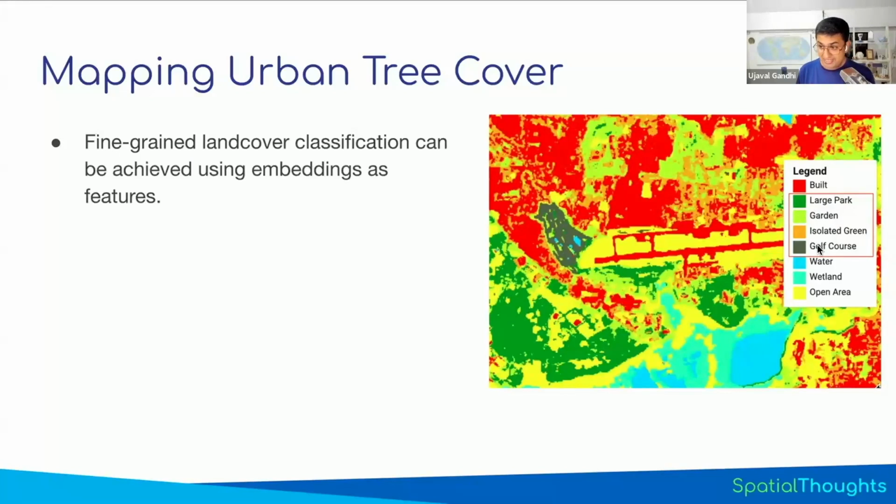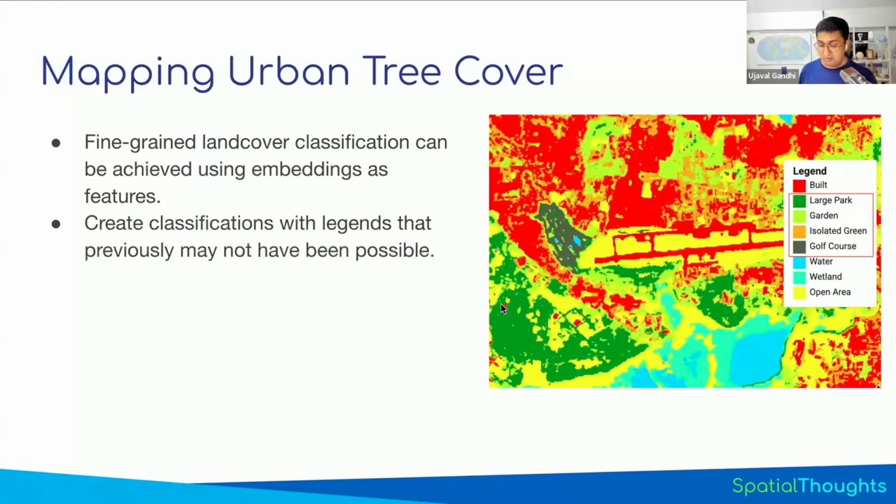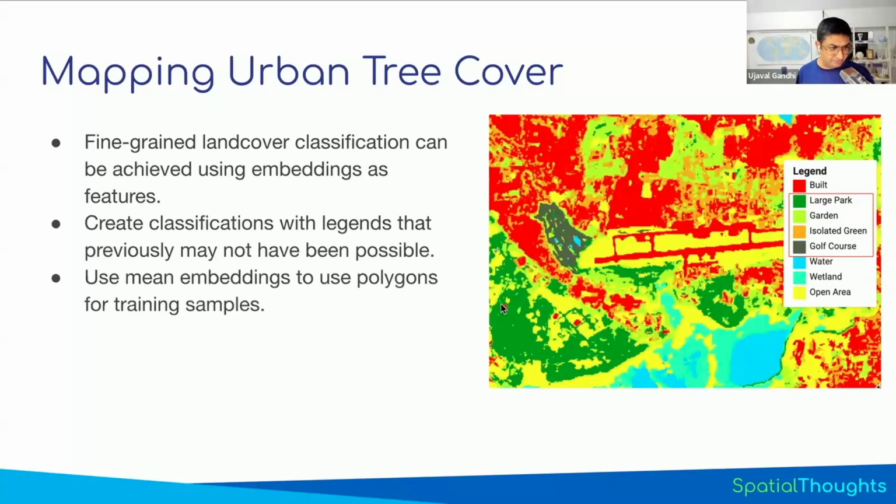Since our satellite embeddings dataset has temporal context, has spatial context, has input from radar and other sensors, you can now just continue with your traditional samples, just pick samples for each of these regions and build your classification, and you are able to separate those out quite well.